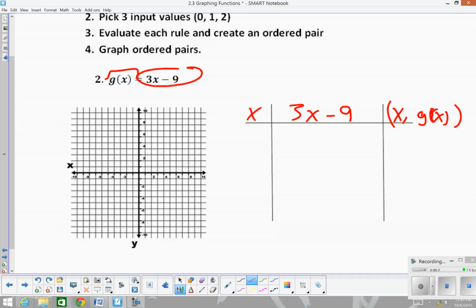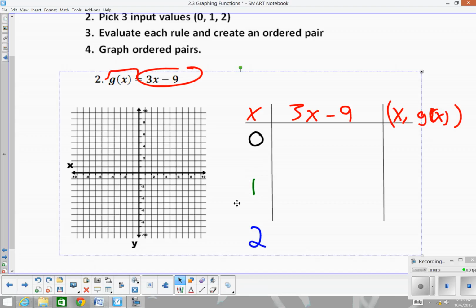Okay, so now I'm going to do the same thing. I'm going to choose 0. I'm going to choose 1. And I'm going to choose 2. Now you could choose anything you want. The lower the numbers are, the easier it's going to be to evaluate. But you could use positive, you could use negatives, you could use decimals if you wanted to. But it's just going to be a little bit harder to plot.